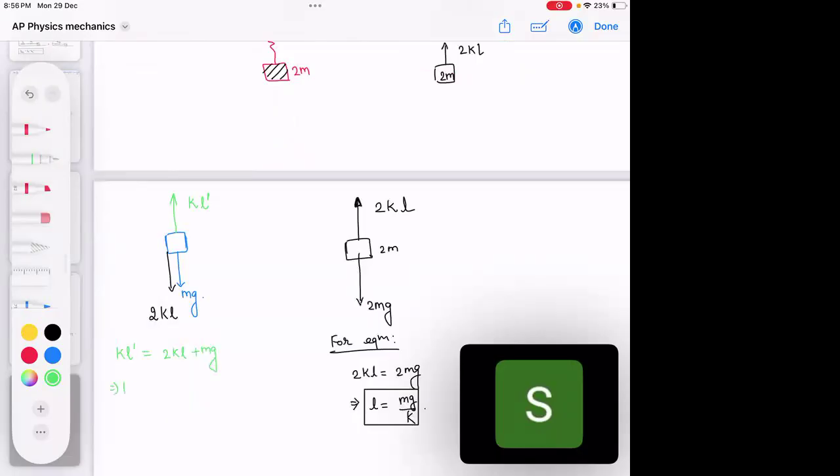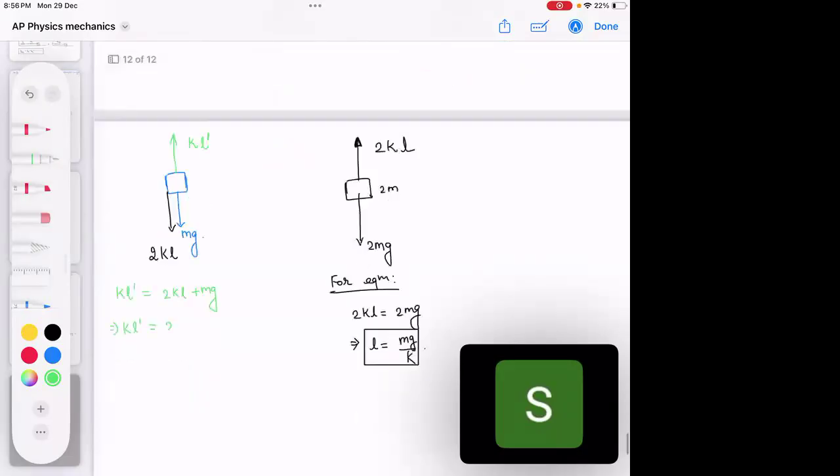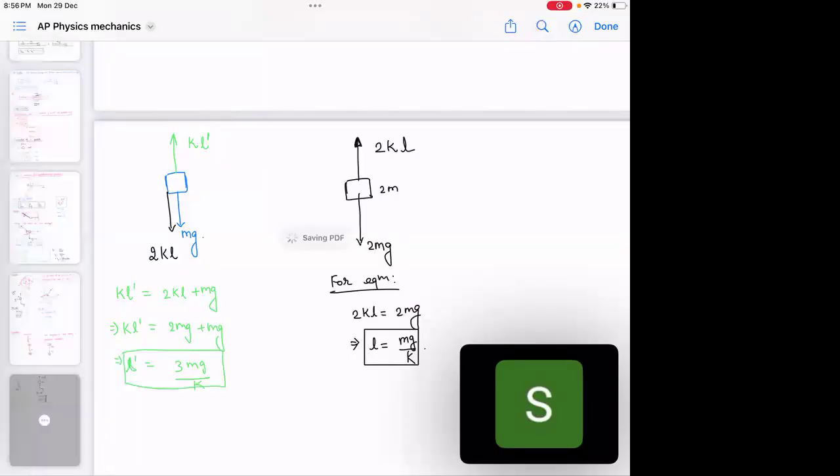So KL dash equals 2KL plus mg. What is 2KL? 2KL is 2mg plus mg. So what is the L dash we are getting? L dash is coming 3mg by k. So elongation in the k spring is 3mg by k, and elongation in the lower spring is mg by k. Understood?